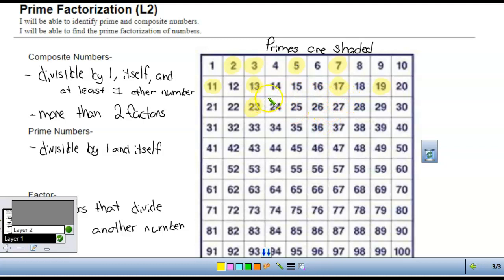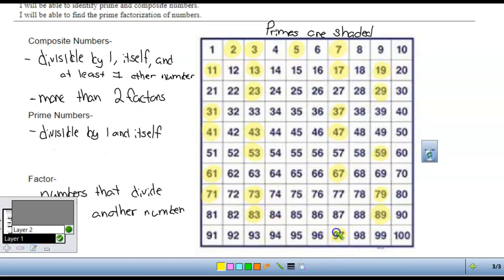Okay, 23, 29, 31. I'm going to get 41 while I'm here. Okay, 43 and 53, 37 and 47, 59 and 67, 71 and 61, 73 and 83, 79 and 89, we got 97. Okay, so these are the numbers that we are going to be looking for.